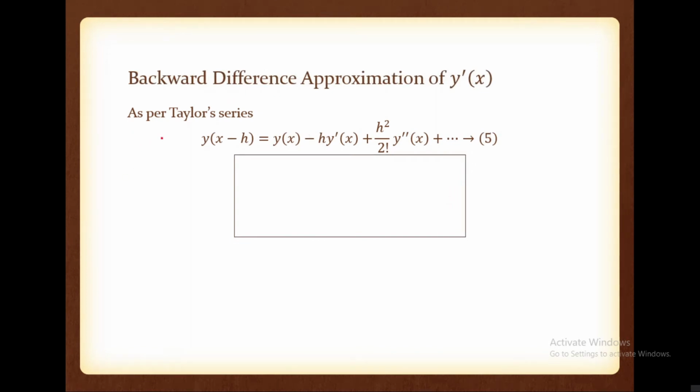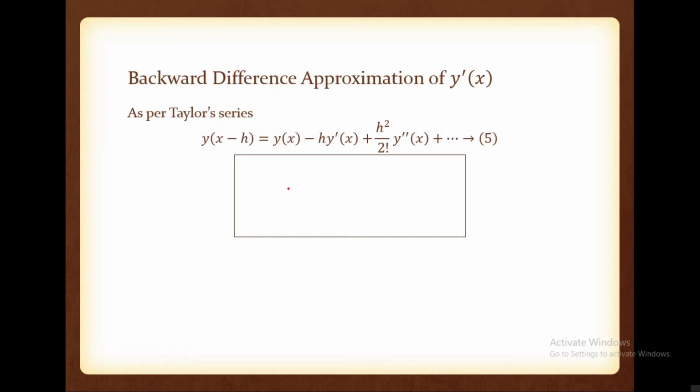For that purpose, we are going to find the previous value. What is the previous value of y of x? That is y of x minus h. Y of x minus h, as per Taylor series, is equal to y of x minus h into y dash of x plus h square by 2 factorial into y double dash of x plus etc. So this is the Taylor series of y of x minus h, the previous value of y of x.